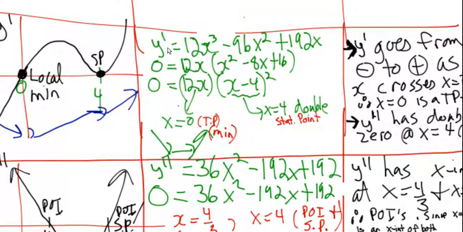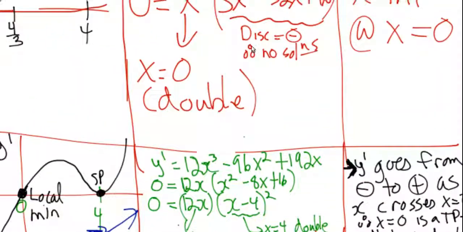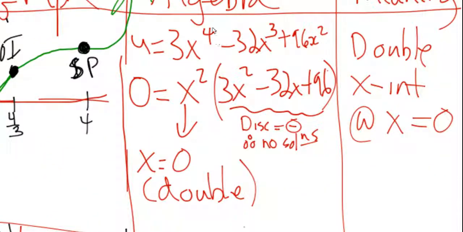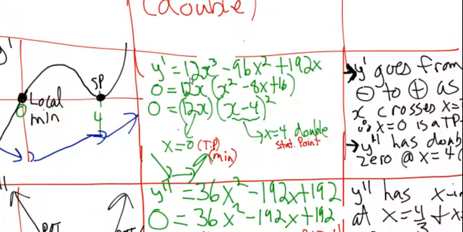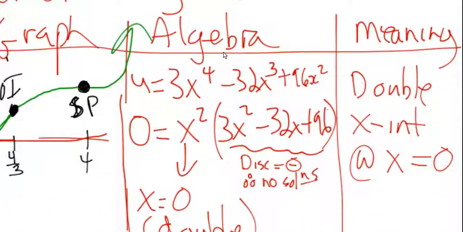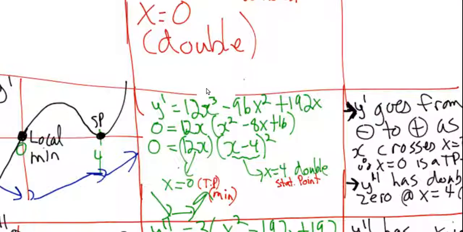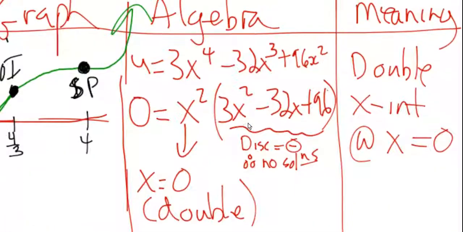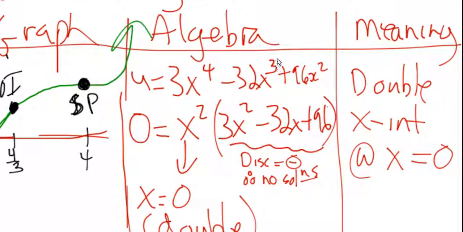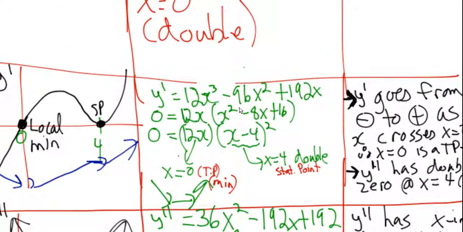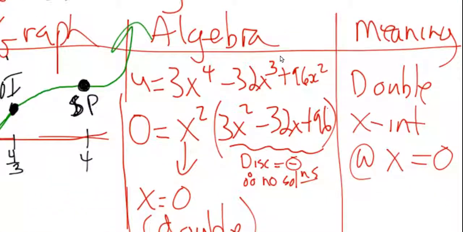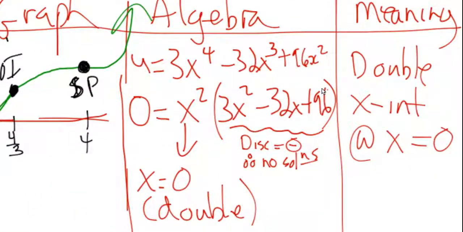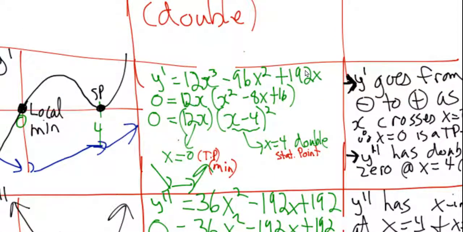So we start with the algebra. y prime is 12x cubed minus 96x squared plus 192x. And that comes from the original function. 4 times 3 is 12, and we reduce the exponent by 1, 4 to 3. Then for the next one, minus 32x cubed: 3 times 32 is 96, so 96x squared. And finally, 96x squared reduces to 192x, reducing the exponent by 1.